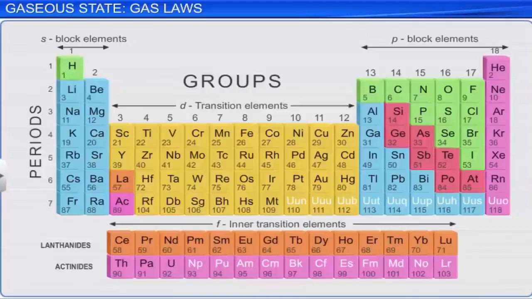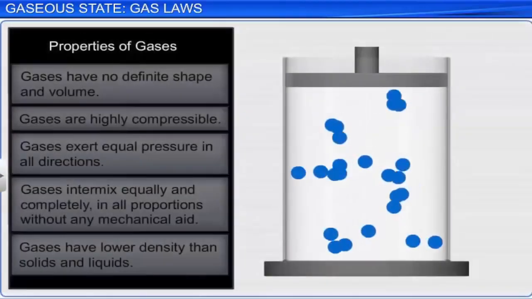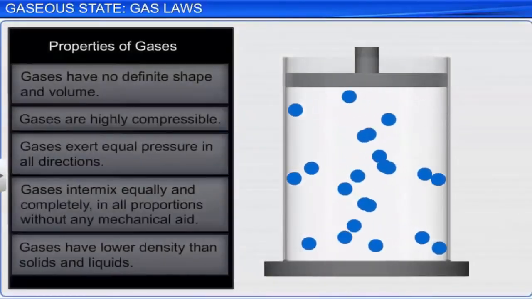Of the 117 elements known so far, only 11 are in the gaseous state at room temperature and pressure. The gaseous state is the simplest form of matter. This is why all gases show almost identical physical behavior regardless of their chemical nature. They are characterized by the following properties.